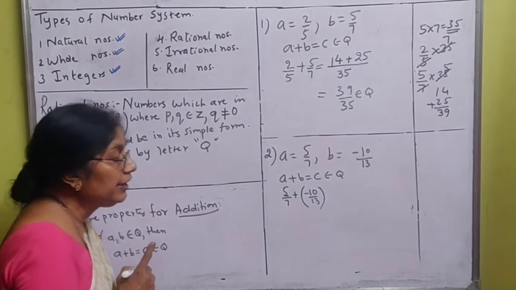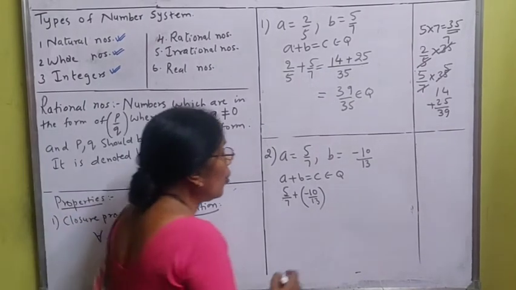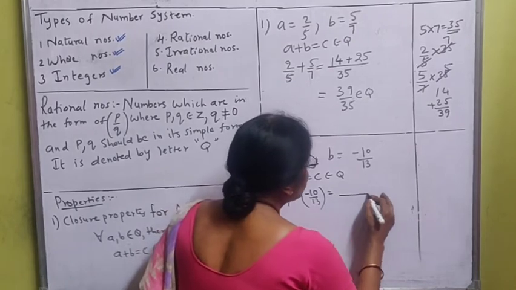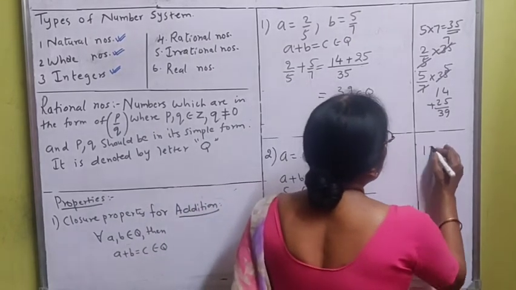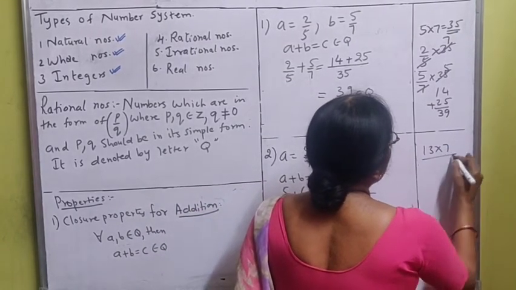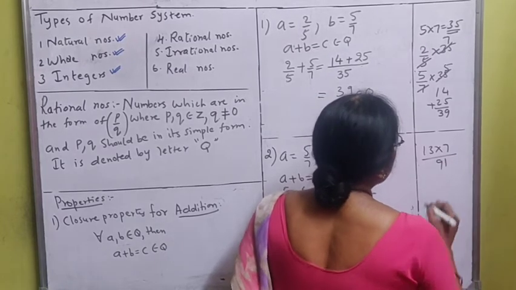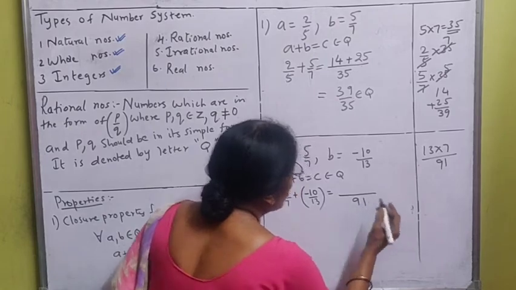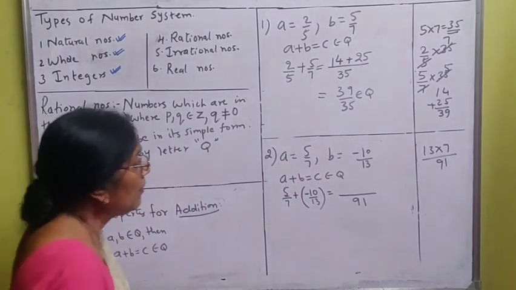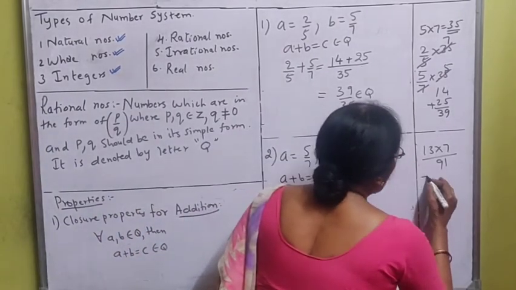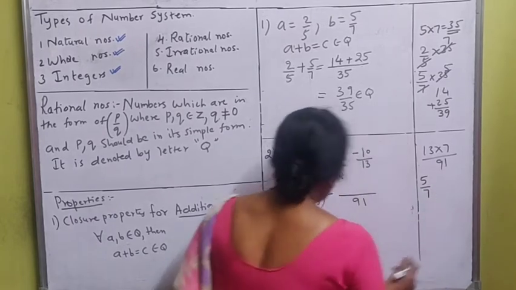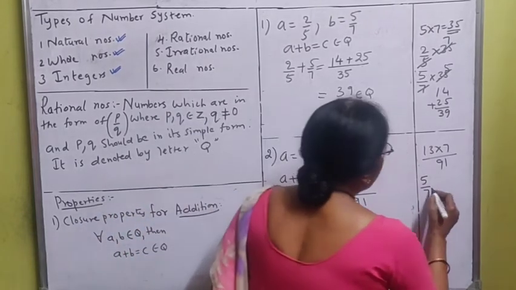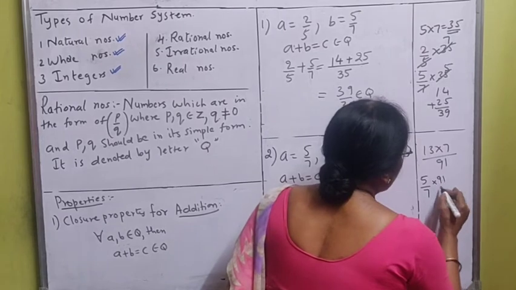Here also what happens? The denominators are different. Both are prime numbers, so multiply. So what it will be? 13 into 7. So what it will become? 91. So what is your LCM? It will become the denominator. It is 91. Now let us take the first rational number. What is the first rational number? 5 by 7 into 91.